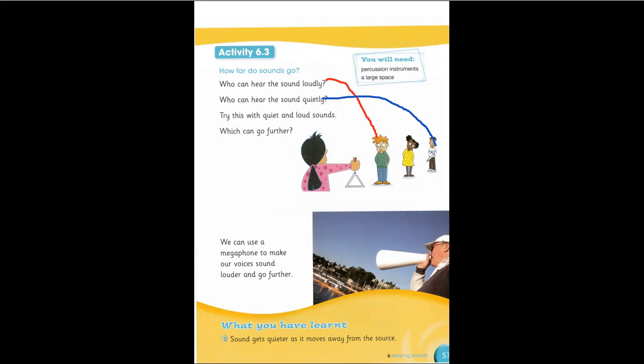This boy can hear loud sound. Why? Because he is near to the sound source, or you can say the source of sound. So when you are near the source of sound, you hear clearly and loudly. What about when you are far? When you are far, you can hear the sound only quietly. Okay.